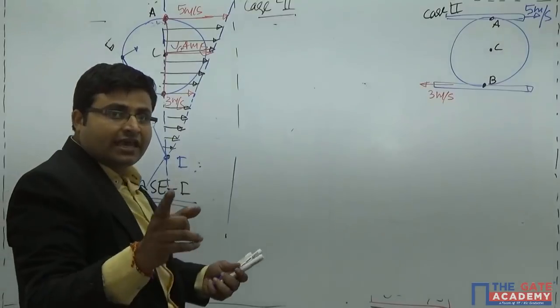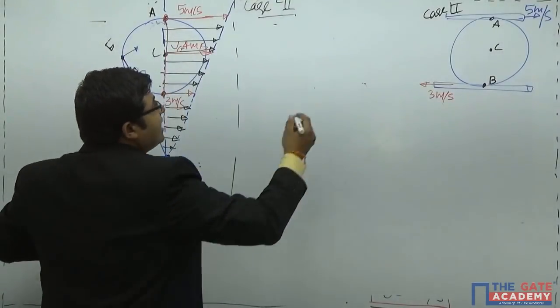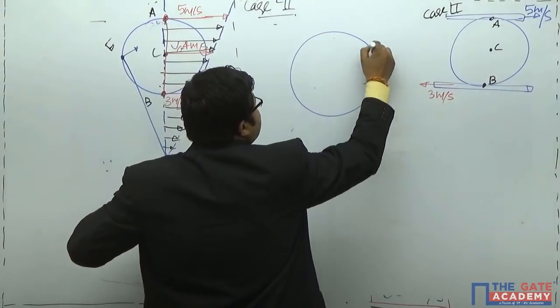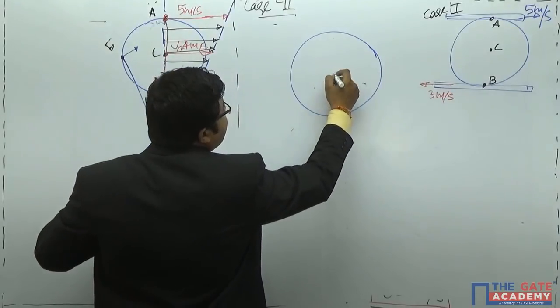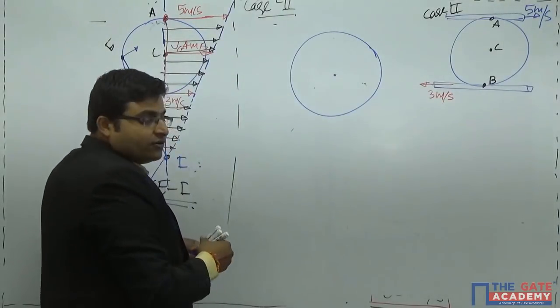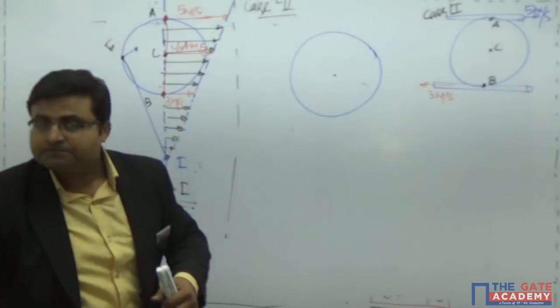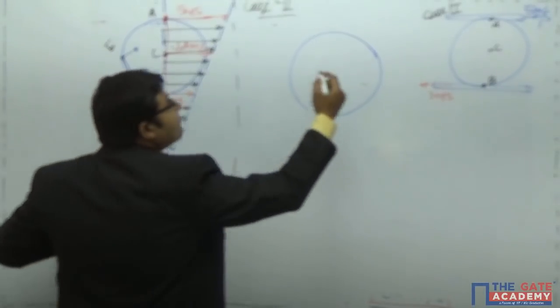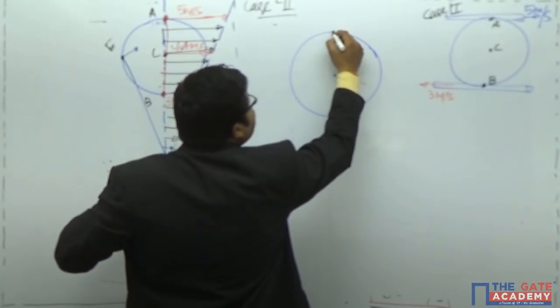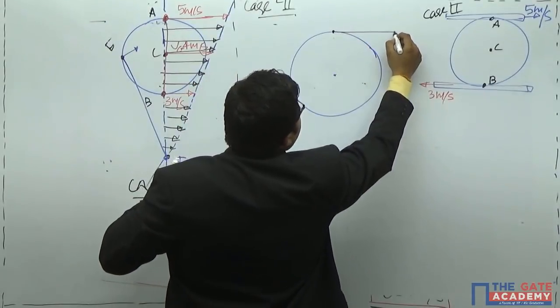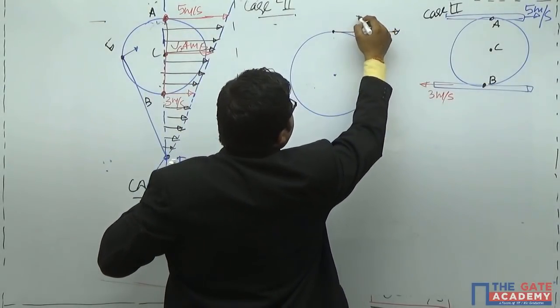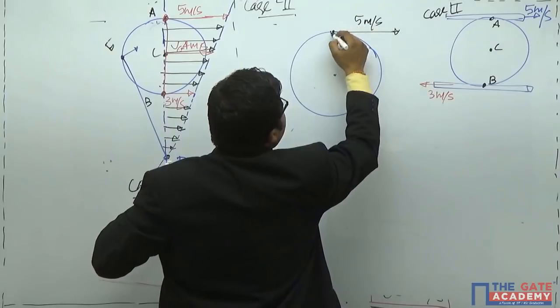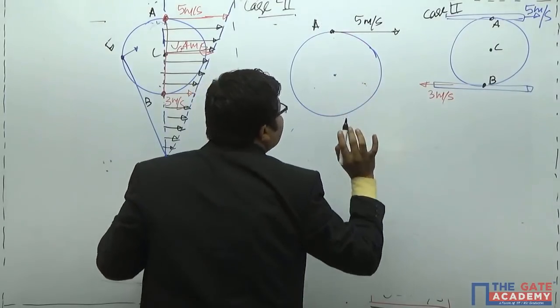How to start? As you already know, we should start with a circle. That is our disk only, nothing else. And then what we need to do? Then we need to draw the important points. Which points are important? Those at which the velocity is given to us. So this was the point having 5 meter per second velocity. Which point? Point A.